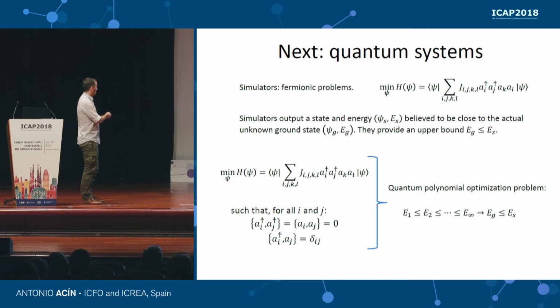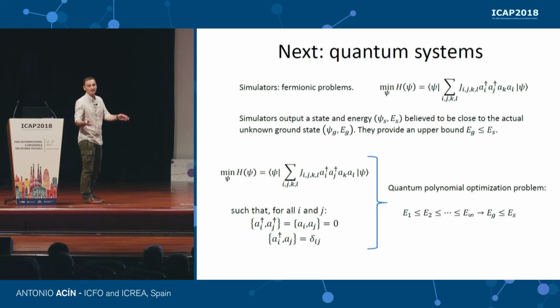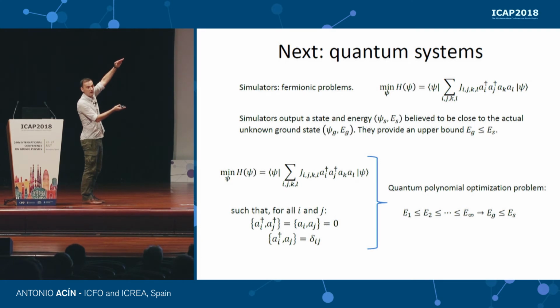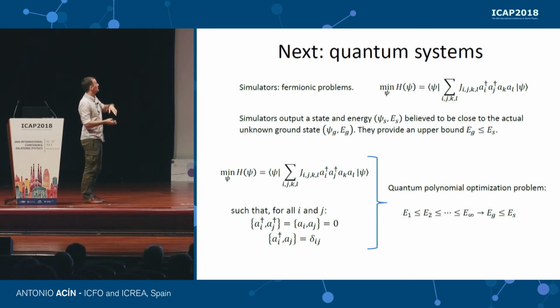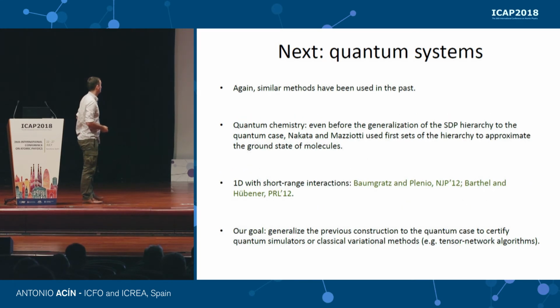Again, this is just a polynomial of these operators. What are these operators? These are creation and annihilation operators, so they satisfy some polynomial constraints. So again, this is a problem that I can put into that. And with my method, I will get a lower bound to the unknown ground state energy that I can use to certify the output of simulators. Well, here things are more complicated, but in principle, the tools are there, and we are working on that.